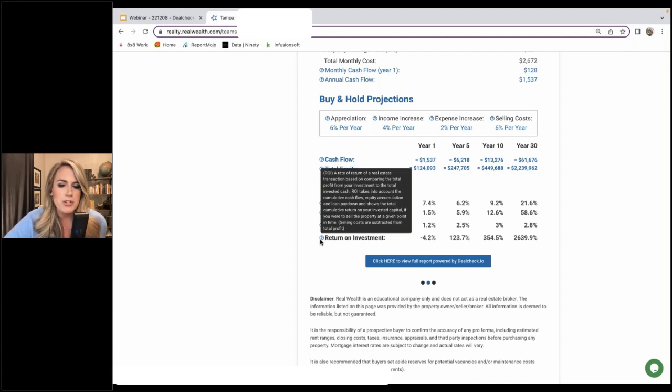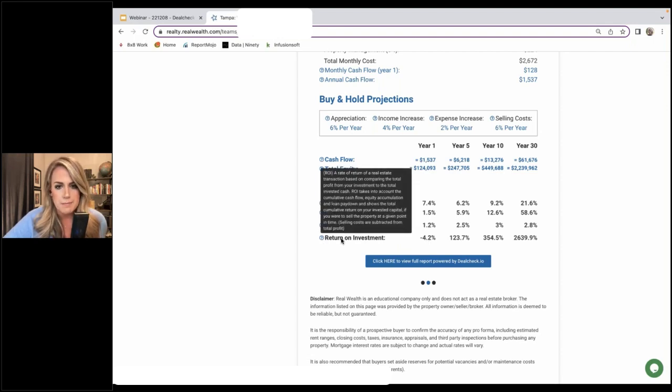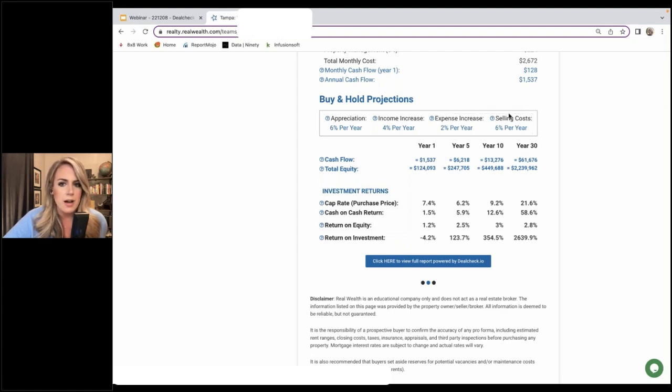And then your total return on investment. This metric is showing you, if you were to sell this property in this year, what would be your total return on investment? So this is always going to be negative in year one because we have transaction costs. When we sell a property, we've estimated at least 6% is going to go to agent commissions and closing fees. So it rarely makes sense to sell a property in year one. But you can see over time, total return on investment just gets ridiculous.